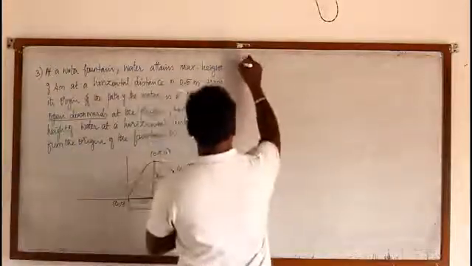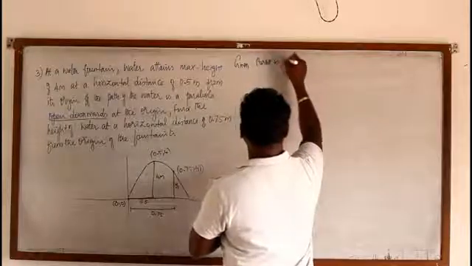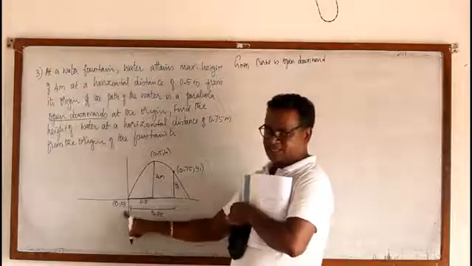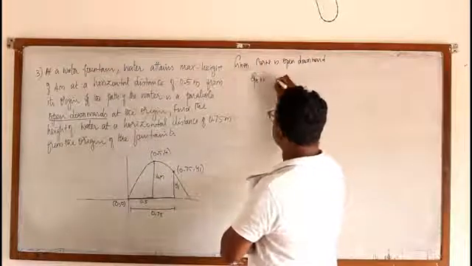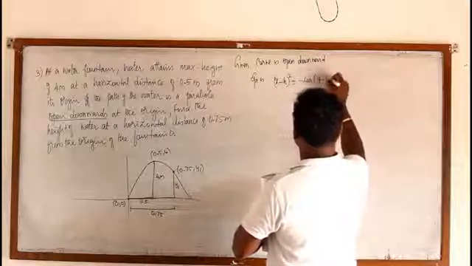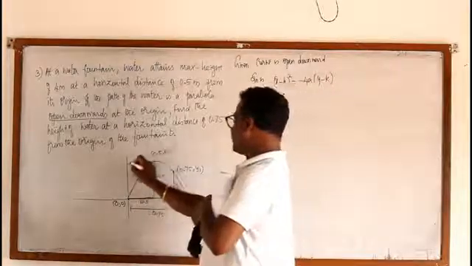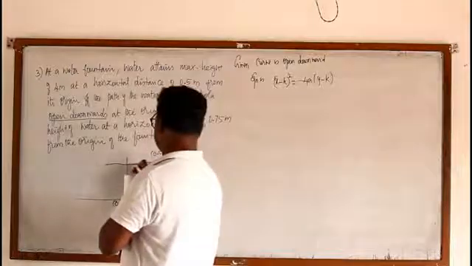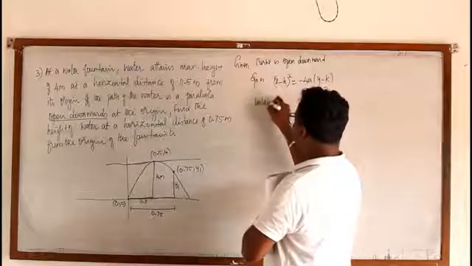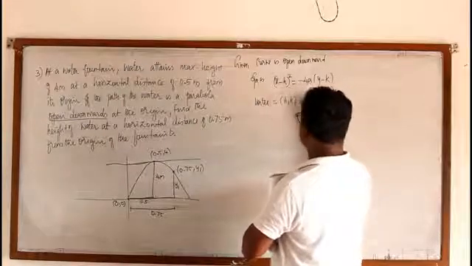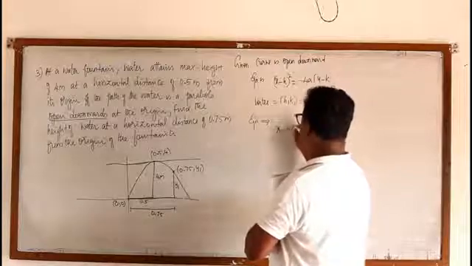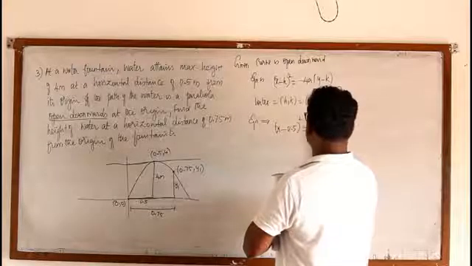So given the curve is open downward and the vertex is not (0, 0), therefore the equation is (x minus h) the whole square equal to minus 4a into (y minus k). So if I take this one as the vertex, this is open downward, then the vertex is (h, k), that is equal to (0.5, 4). The equation implies (x minus 0.5) the whole square equal to minus 4a into (y minus 4).